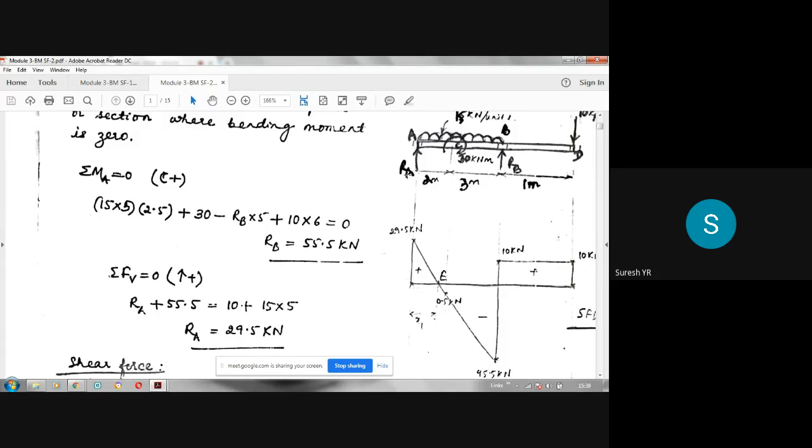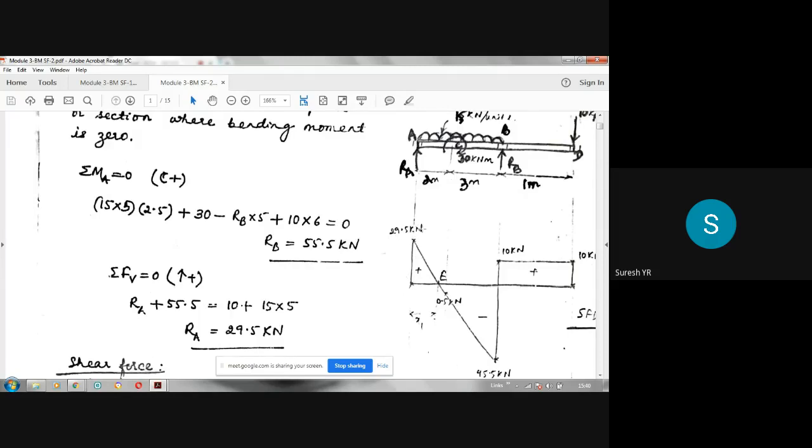At point A, you have a vertical force reaction whose value is 29.5. The reaction is 29.5, so move upwards by 29.5 because it is acting upwards. So 29.5 kilonewton, you move upwards. This is the shear force at A.